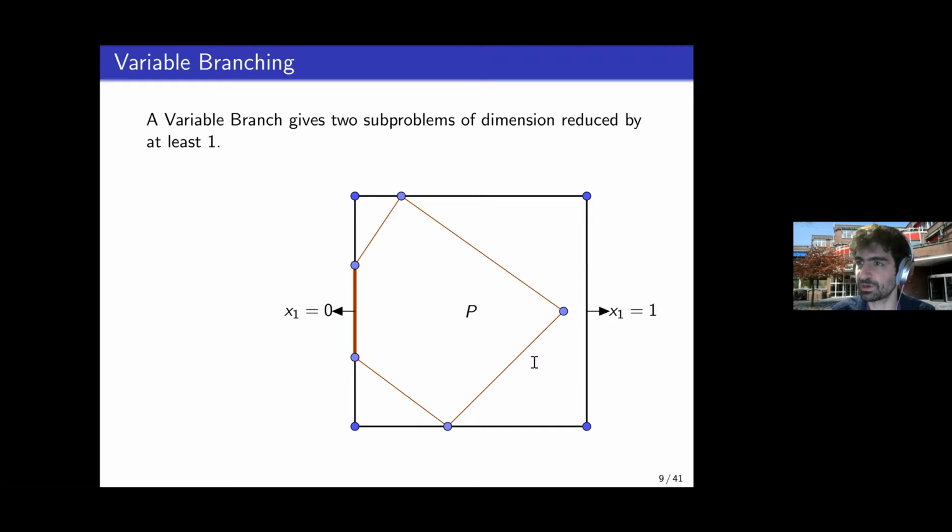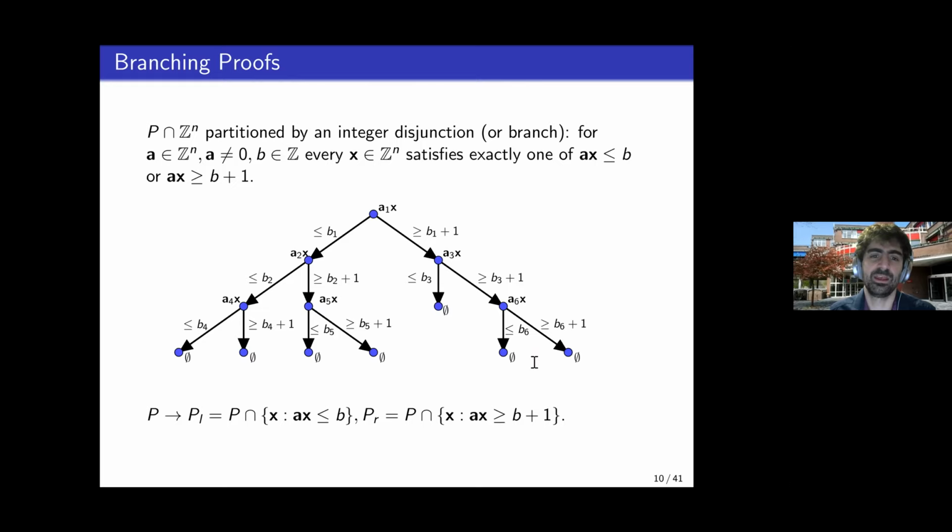But if you branch on the right, so x1 equals 1, then you're already infeasible. The polytope itself is already infeasible. And so here you maybe get a branching tree of size 3 if you start in this way. Okay, so now we've seen variable branching.